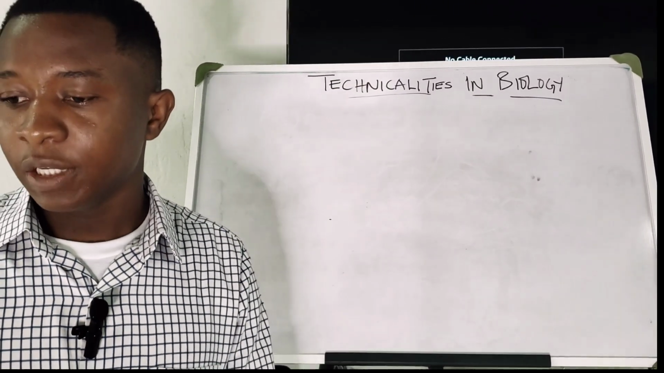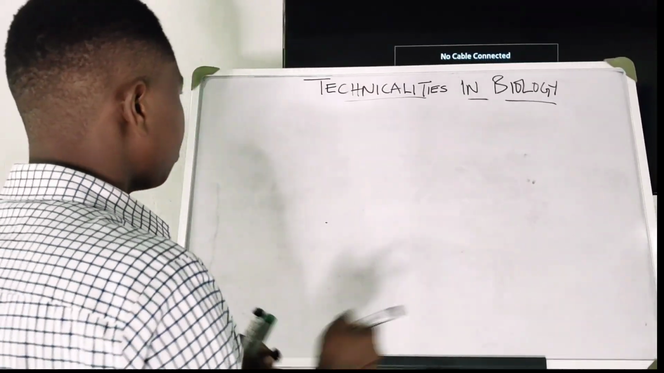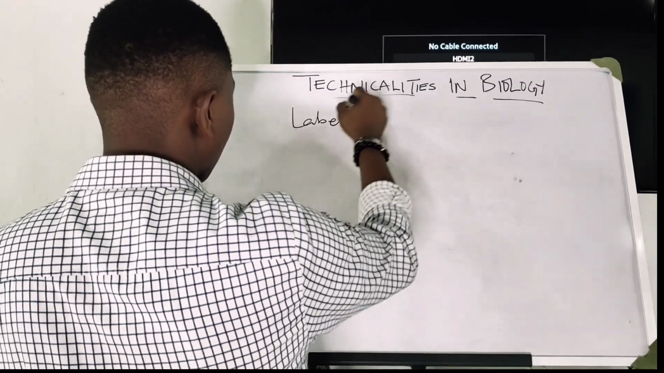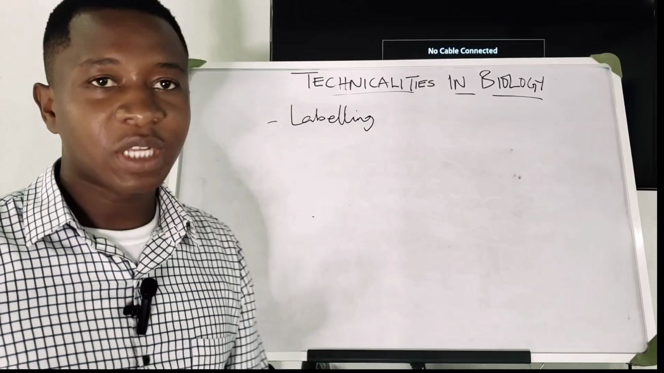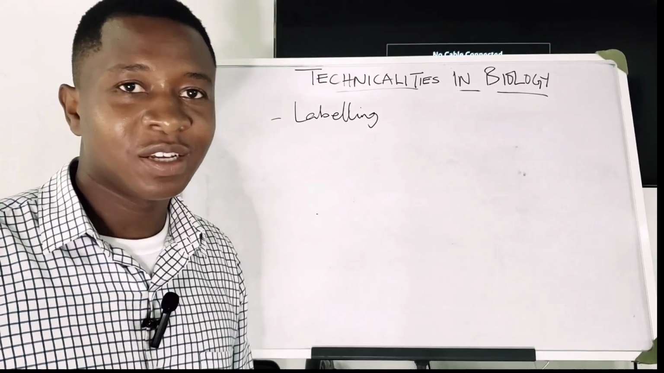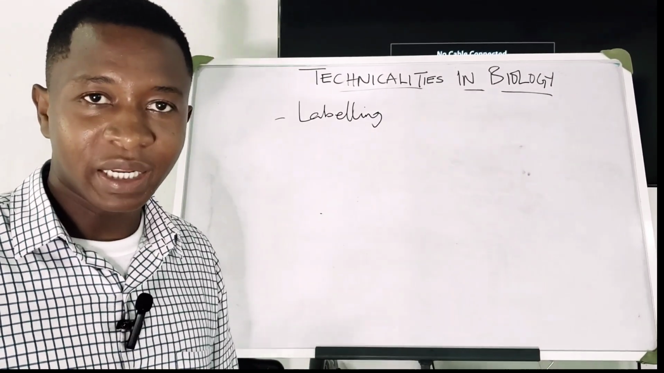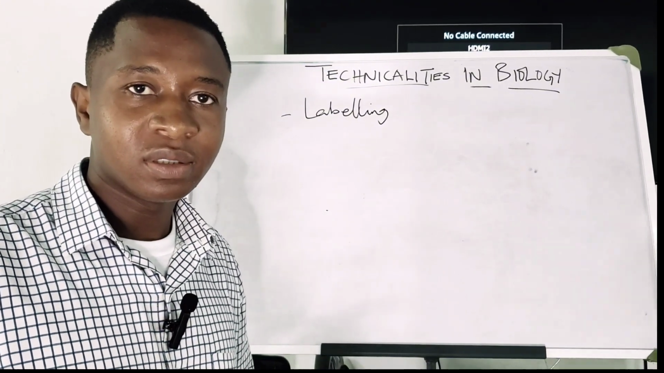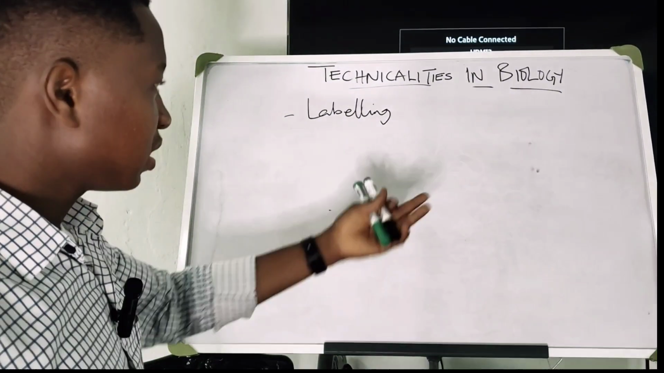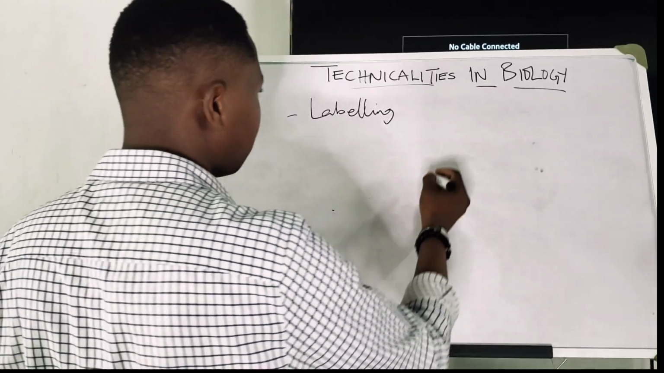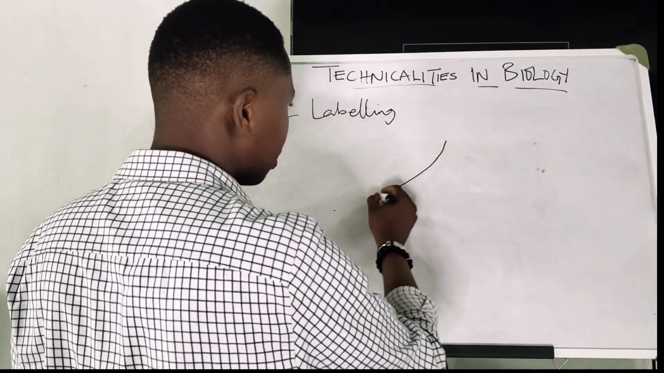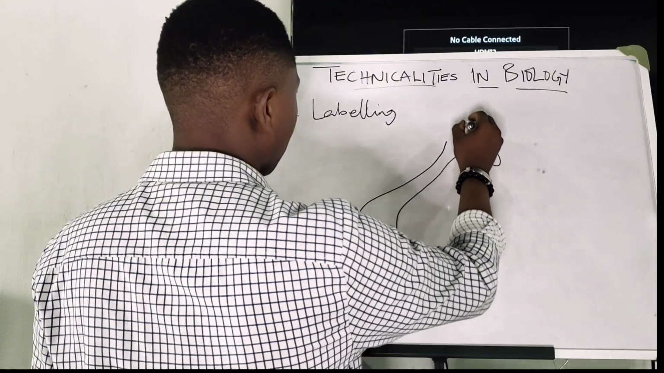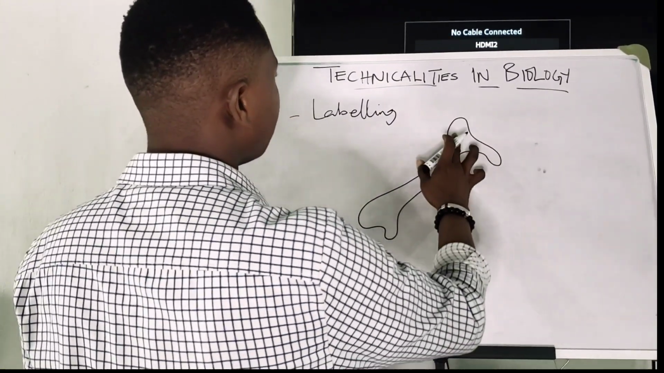The next technicality is labeling. Labeling is very important in biology. We know that you cannot draw without labeling. Labeling gives your drawing a meaning. Let's take the femur bone for example again. Let's assume this is the femur bone.